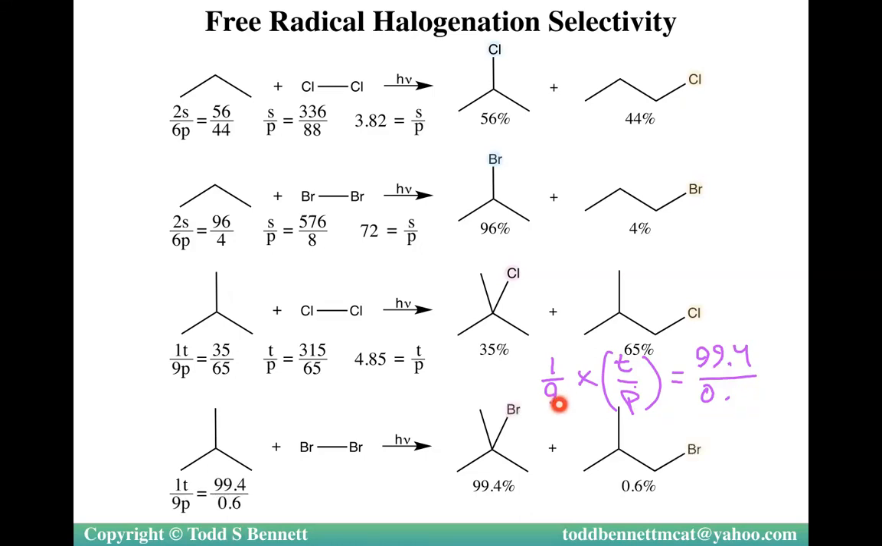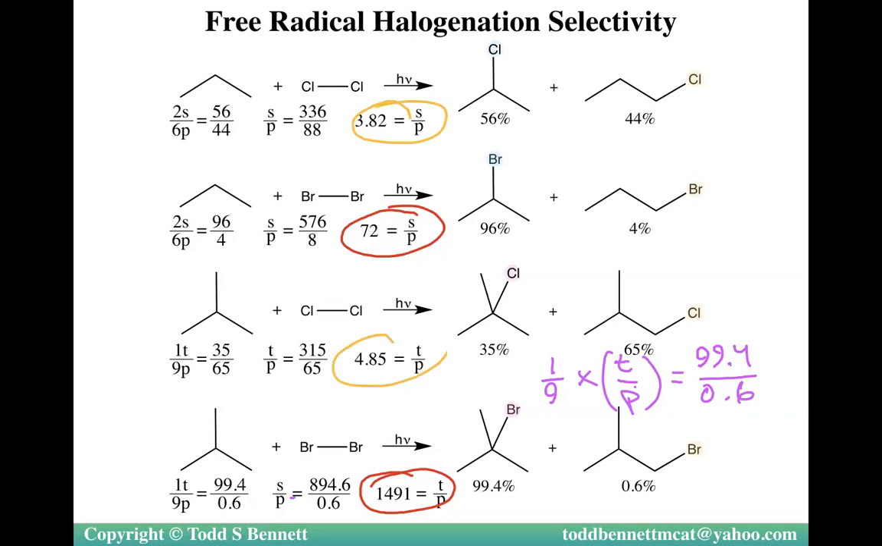So again, 1/9 times the T over P preference equals 99.4 over 0.6. 894 over 0.6. No, I said 1600, it's around 1500 or so. That is insane how much it prefers it. So bromination is highly selective, by about 1500 for tertiary over primary and around 72 for secondary over primary.